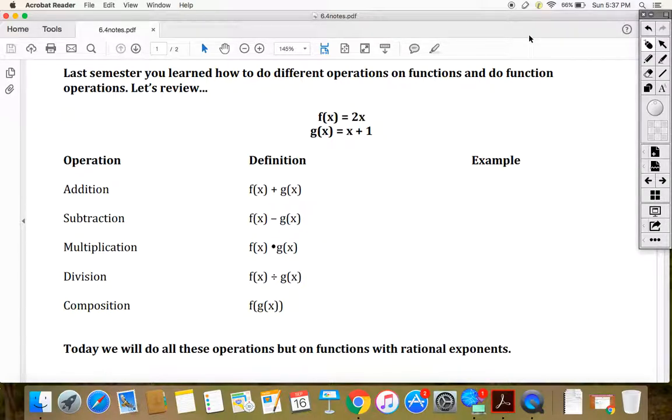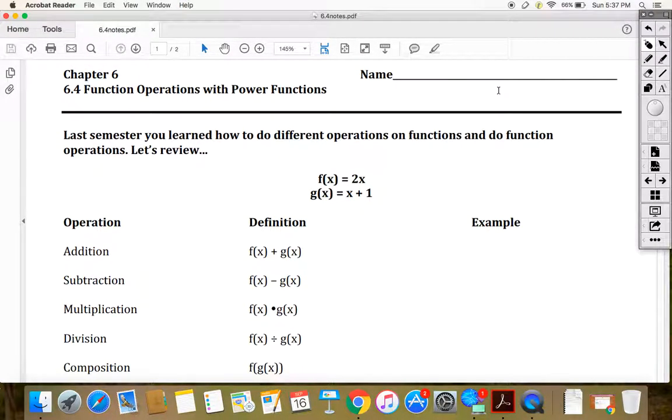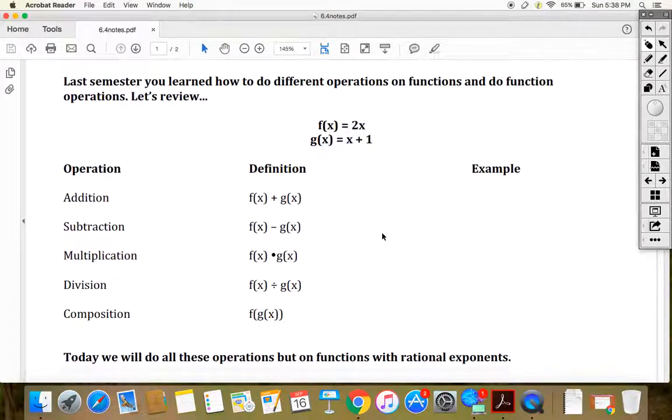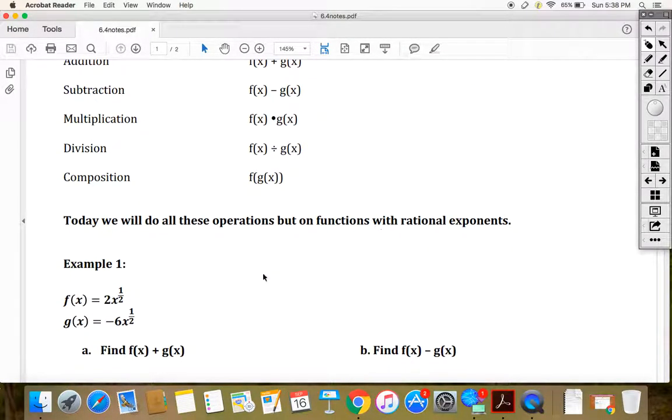Okay, so today we're going to do the next section in chapter 6, which is 6.4, function operations with power functions. So you've done function operations before in Algebra 2a, and you've done them with basic linear functions like these two at the top of our notes. So we're going to review function operations with these very simple functions, and then we're going to try these function operations with some of the types of functions we've been working with this chapter, which have those rational exponents. So our exponents that are fractions.